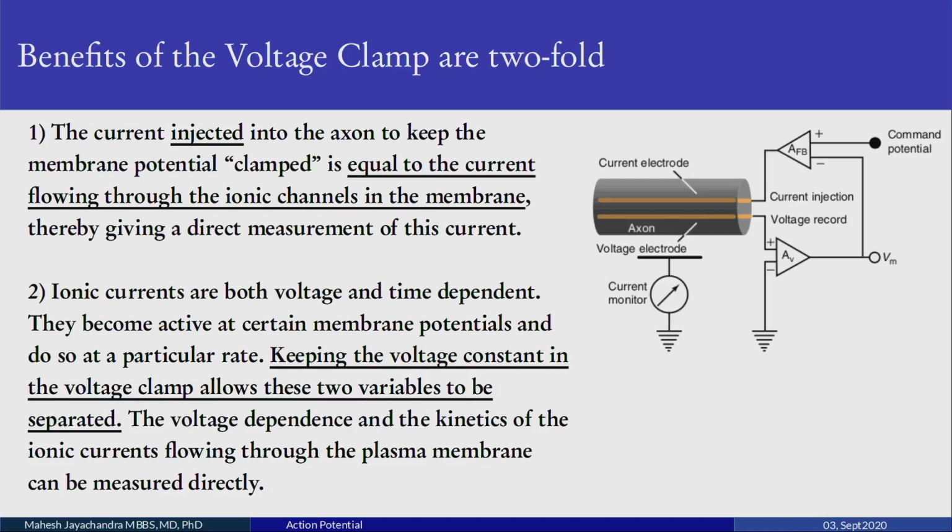So ionic currents, sodium, potassium, are both voltage and time dependent. They become active at certain membrane potentials and do so at a particular rate. So keeping the voltage constant of the voltage clamp allows these two variables to be separated. The voltage dependence and kinetics of these ionic currents can therefore be measured directly. Okay? This technique was not possible before.